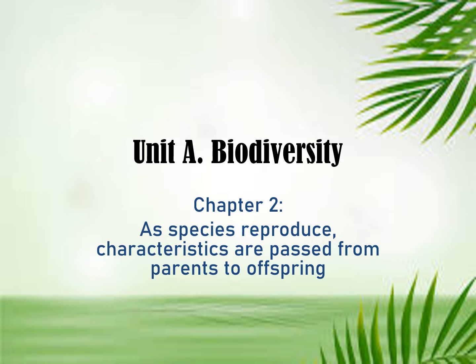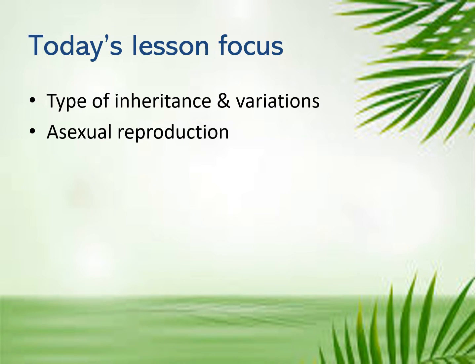Today, our focus will be Chapter 2. As species reproduce, characteristics are passed from parents to offspring. We used to call it heritable traits. Today, we are going to focus on number 1, the type of inheritance and variation. We talk about variation in natural selection, but we're going to go with more of the genetic part of it. And also, we're going to go through one part of the reproductive system or method, if you will, asexual reproduction.